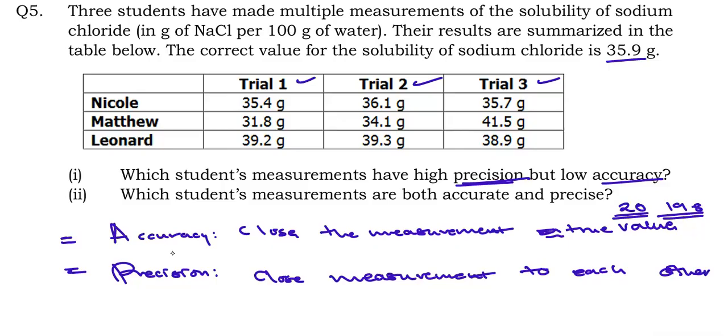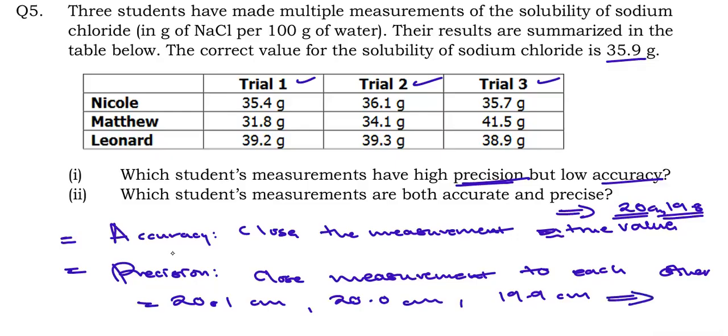You need to know how to define this. Let's say for example you've made 3 trials. Our example is our 20 centimeter book. Your first measurement, you measure the book to be 20.1 centimeters. Your second, you measure to be 20.0 centimeters, and your third to be 19.9 centimeters. As you can see, these numbers are very close to each other, so you are going to be told to be very precise at that.